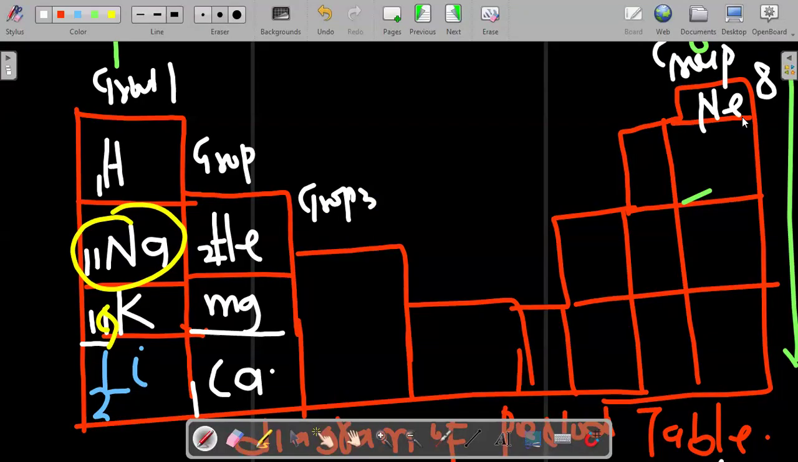So that is how they arrange all the elements based on their atomic number. That is how they arrange them in this manner.